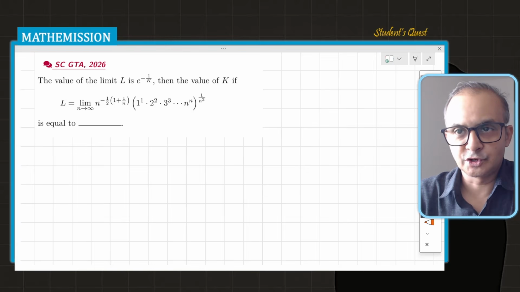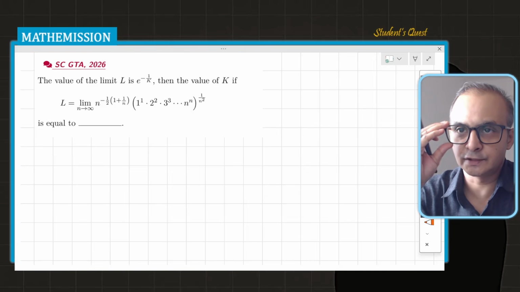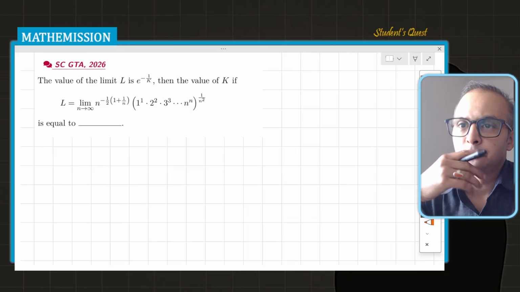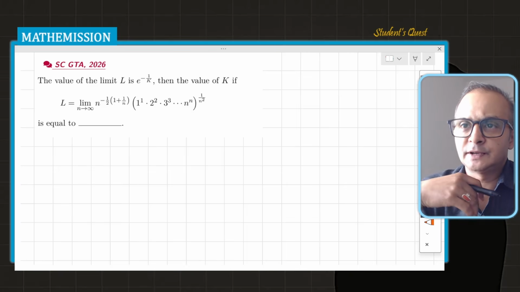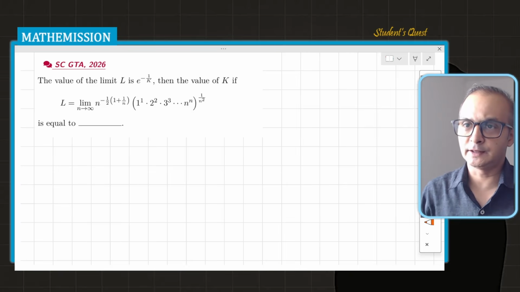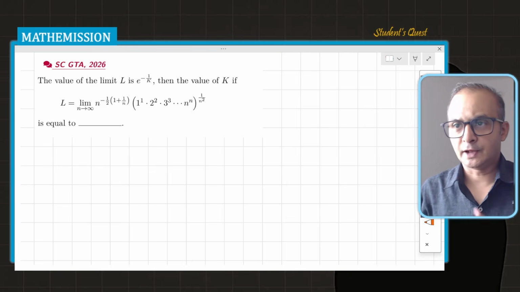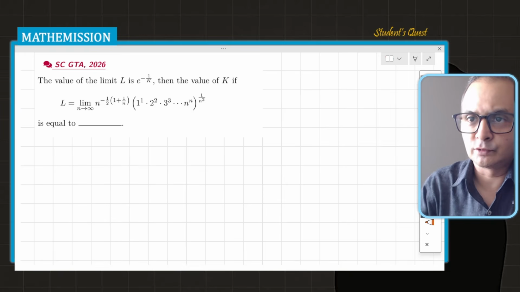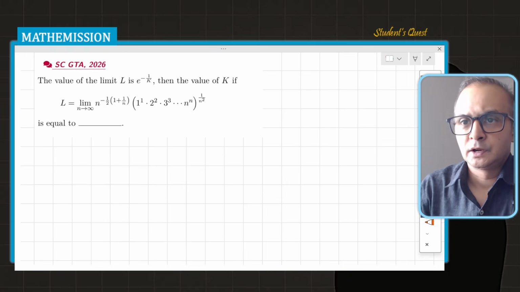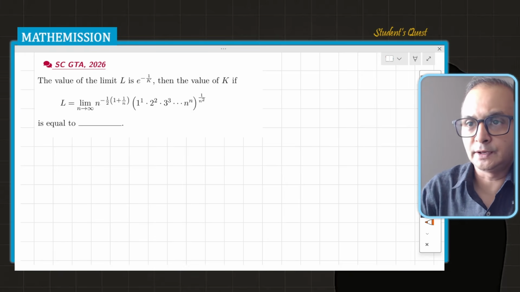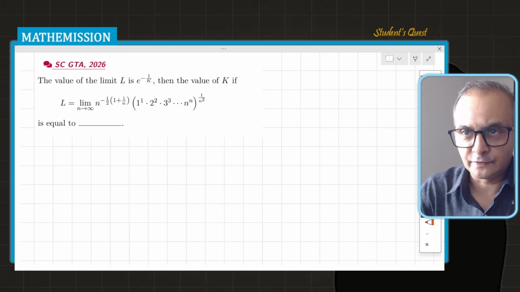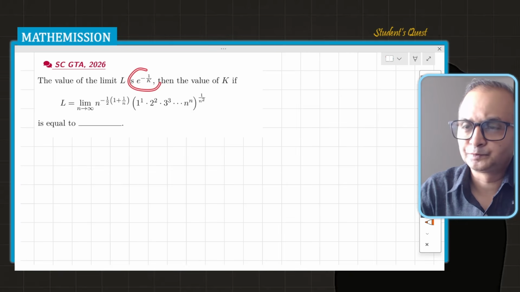This is another question we have. This question is from limits. Let's see. The value of the limit L is e to the power minus 1 by k, they are saying. Then the value of k, if L is equal to this quantity. So basically we have to find out the value of L, and we have to equate this value with e to the power minus 1 by k, and then we have to identify what the value of k is.